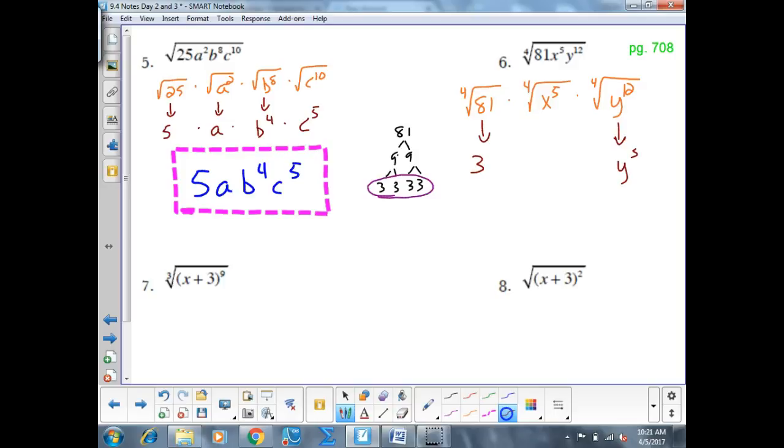Oops, and I forgot the top of my 3. That's a bad looking 3 now. Let's just reset.